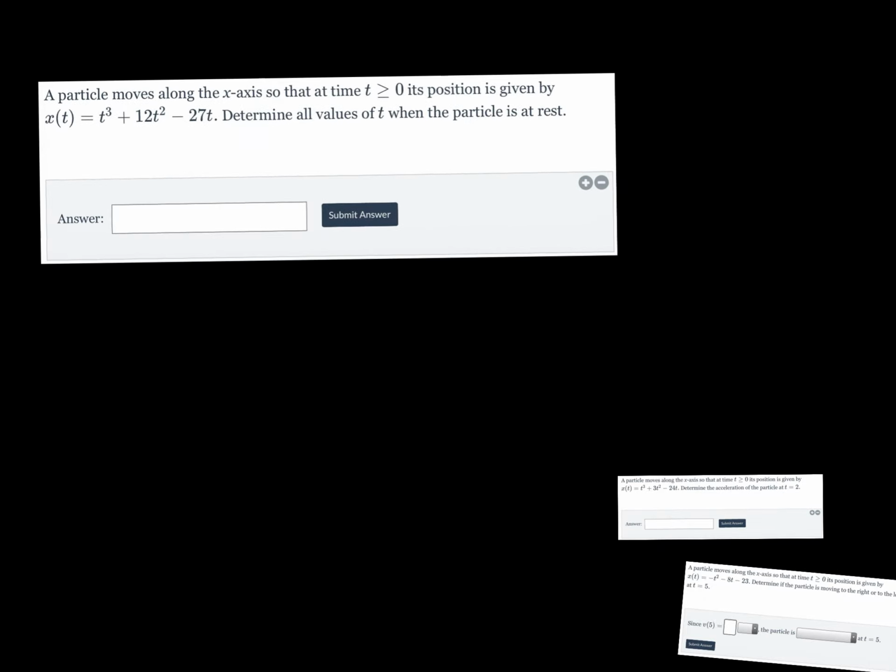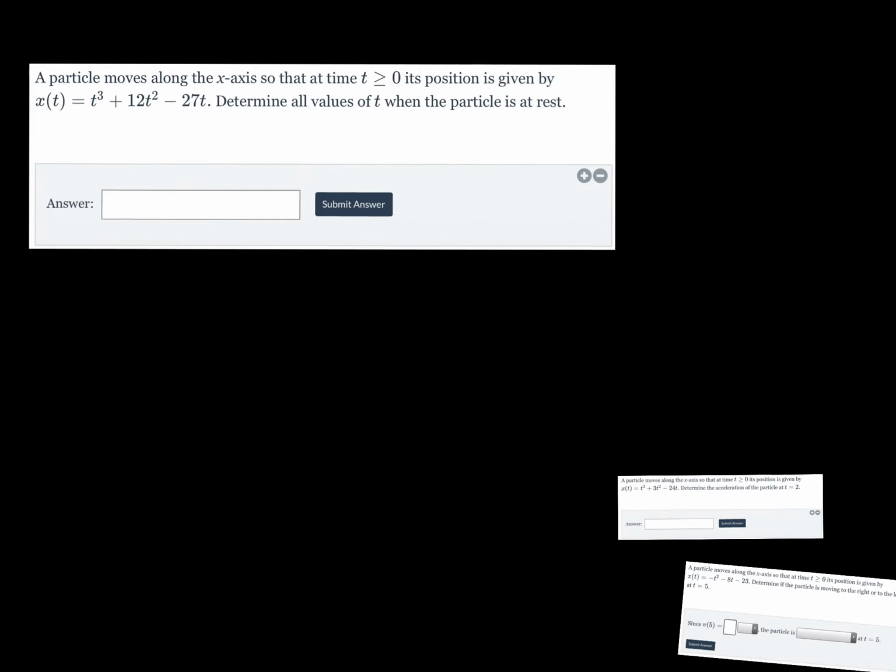What if we're not looking at a graph? What if we are just given a function? A particle moves along the x-axis, where time is 0 or greater, and its position is given by this horizontal position function, t squared, you can read it. Determine all the values of t where the particle is at rest. Now, this is the same question as before, just we don't have a graph.